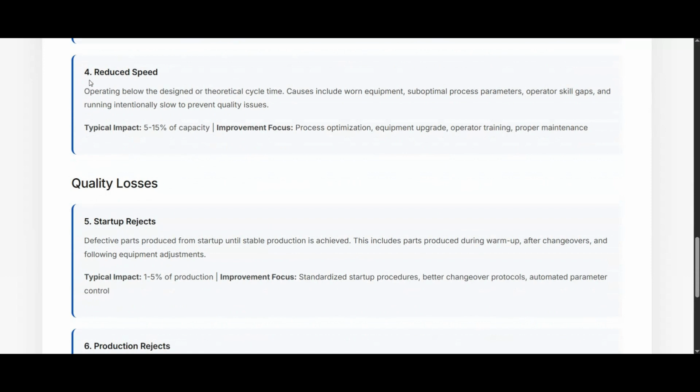Alright, 4. Reduce speed. This happens when machines run slower than their designed or theoretical cycle time. Causes can range from worn-out components and poor process parameters to operator fatigue or intentional slowdowns to avoid quality issues. The loss here usually accounts for 5 to 15% of total capacity. To fix this, you can look into process optimization, upgrading equipment, or fine-tuning your settings. And training operators to recognize and correct speed variations also plays a key role.